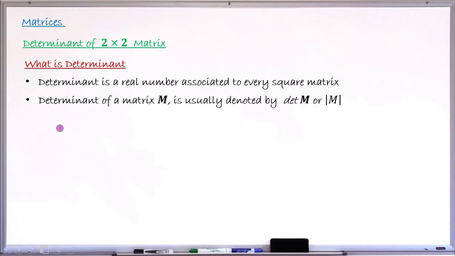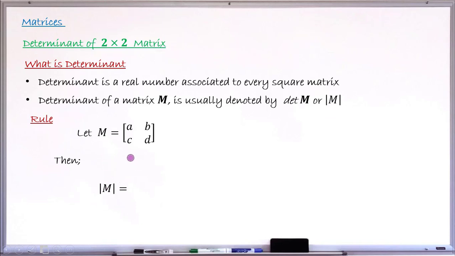So next is to learn how to find the determinant of a 2 by 2 matrix. Suppose you have a matrix M, which is a 2 by 2 matrix, and the entries there are A and B in the first row, C and D in the second row. Assume these are the elements inside this matrix M. So the determinant of this matrix is denoted by this symbol, as you can see here, M written within these two vertical bars.